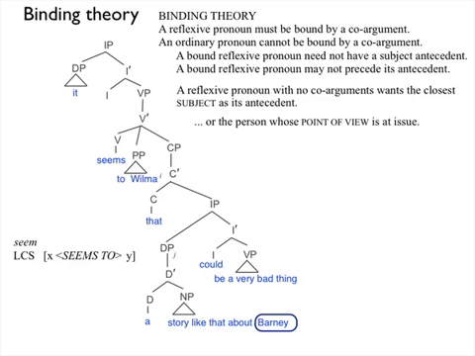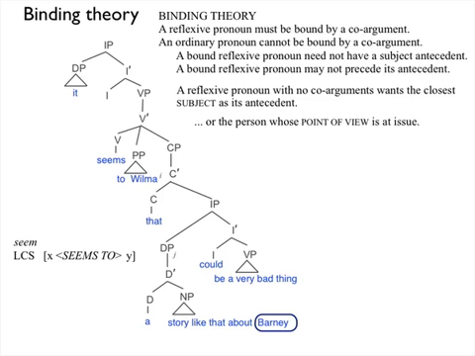Okay, so then we'll go to even some harder cases, right? So it seems to Wilma that a story like that about Barney could be a very bad thing. So what we're doing here is taking out all of the subjects altogether. There are no subjects here other than the dummy it in this construct. So we're saying, let's get rid of the distracting features. We want a subject, but is that really what's critical? And we're predicting that it's not what's critical, because point of view is at issue here. The point of view that's at issue can be a factor in this.